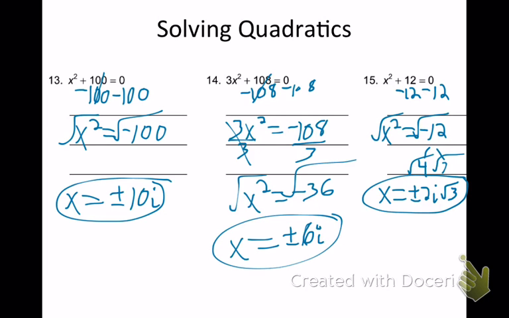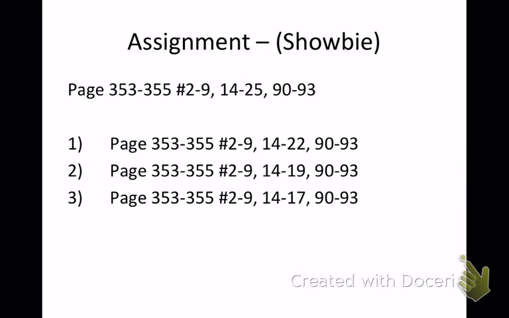Hey, I got that right after. There it is. But 6 is not a perfect square. Remember? Because what's the square root of 6? We know the square root of 4 is 2, right? Yep. Here's your assignment.